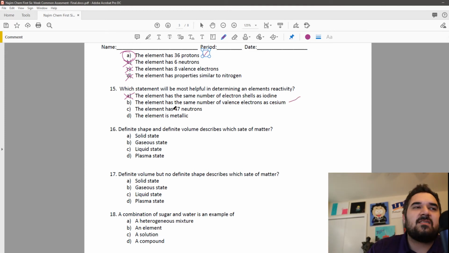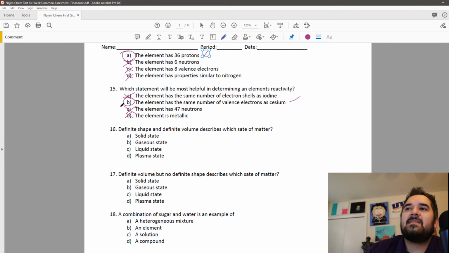The element has 47 neutrons. This doesn't tell us anything about the element, because there are multiple elements that have 47 neutrons. You'd have to do the math, but just look at the periodic table and find a couple of them. It doesn't pinpoint which element you're dealing with. The element is metallic. That basically gives you more than half of the periodic table, which isn't helpful at all. The correct answer here is going to be B.